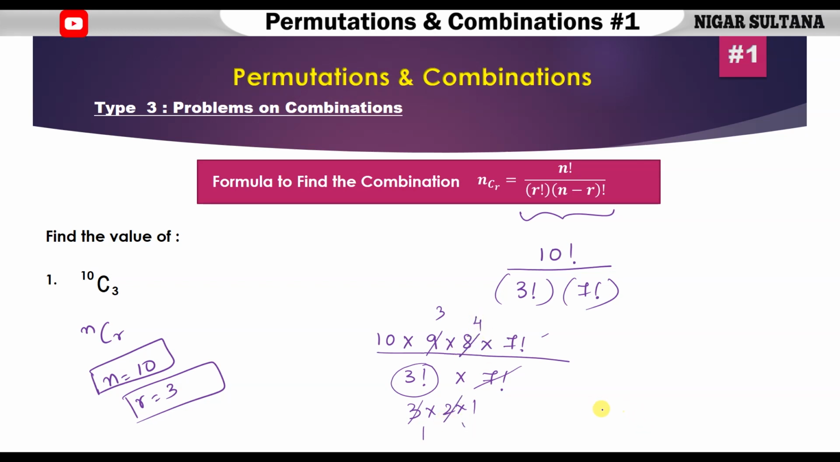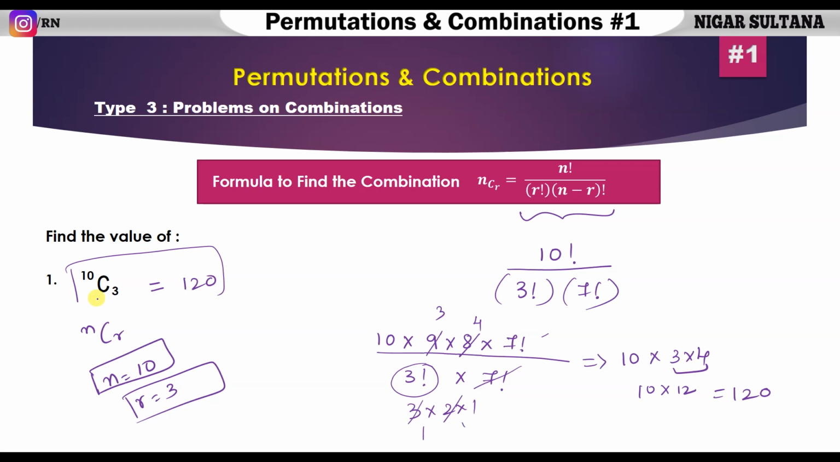Now multiply this value: 10 into 3 into 4. So 3 fours are 12, and 12 into 10 gives 120. The value of 10C3 is 120.